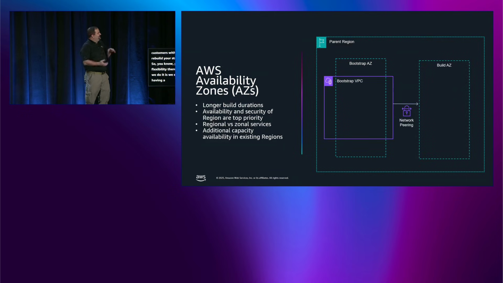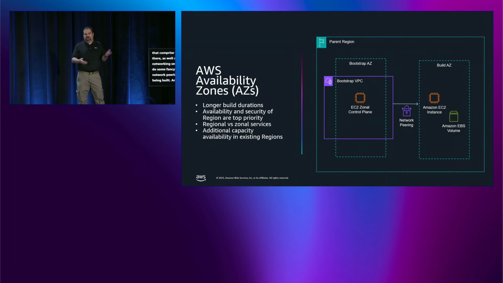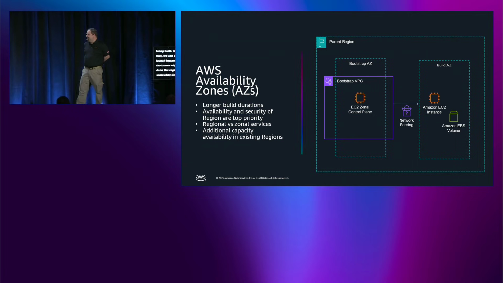And it's much smaller, that is to scale. It's a much smaller VPC. We only build the zonal services that comprise the EC2 control plane there, as well as some of the zonal networking services. And then we do some fancy under-the-hood network peering to the zone that's being built. And once we can do that, we can provision hardware and launch instances and be able to do that same migration process that we do in the region build process. So somewhat similar, slightly different, and the fun fact is it actually takes longer, mostly due to deployment safety.